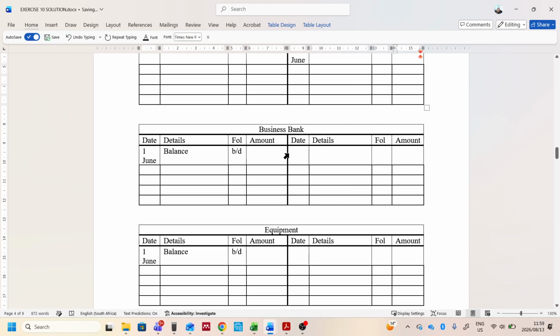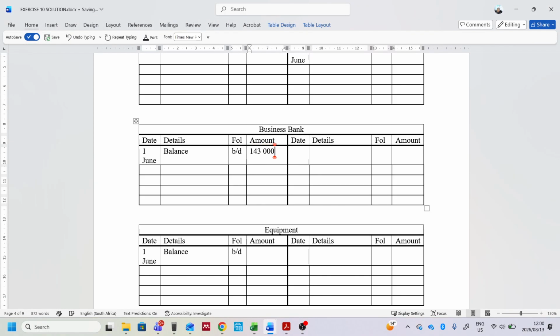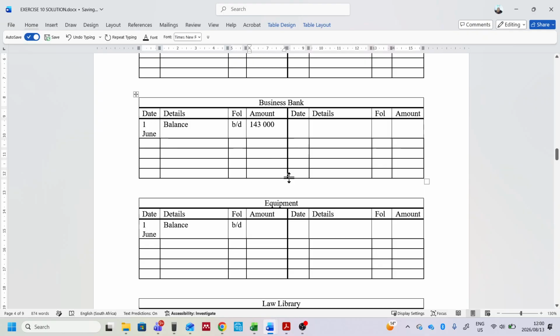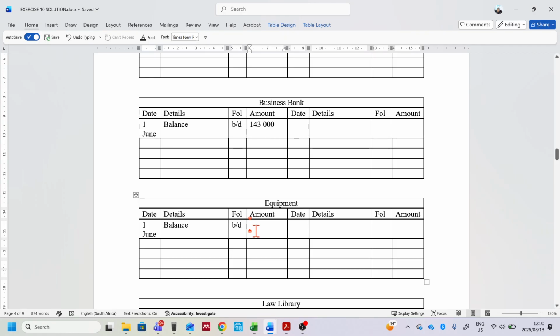Business bank, it's an asset account. If it says favorable, you have a debit balance. If it says unfavorable, you have a credit balance. It means that the business is at an overdraft. So over here, you have got your business bank, the opening balance, 143,000. Then we have got equipment with an opening balance of 126,000. This is an asset, so it will have an opening balance on the debit side.